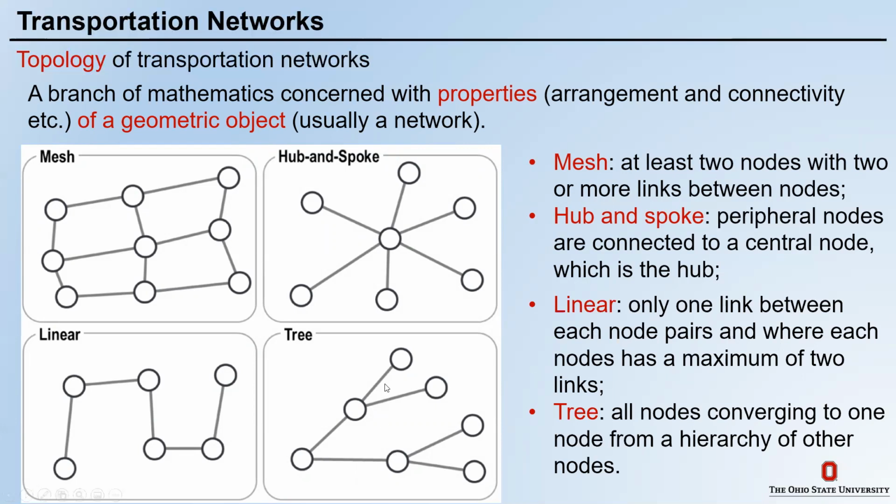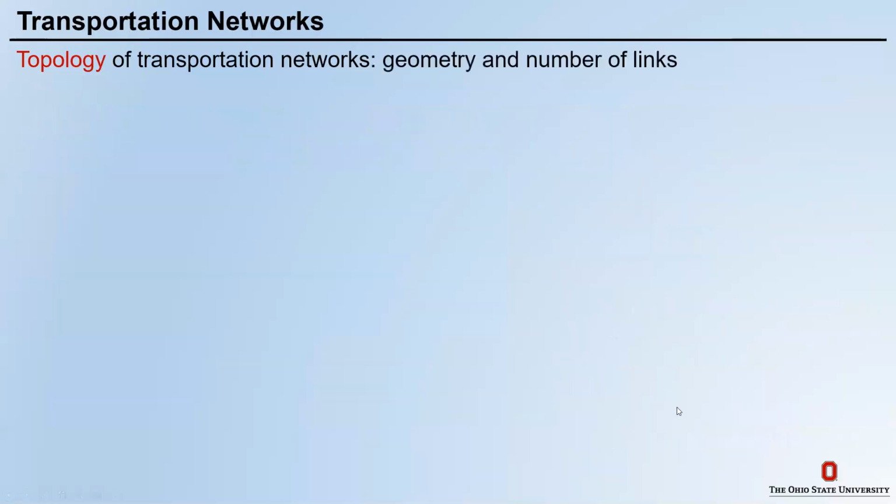And we also have this tree structure. It's just like the tree data structure from computer science. So all nodes converging to one node from a hierarchy of other nodes. So here, the most important node here is considered as the root of the tree. And this tree has branches, right? And eventually we have leaf nodes, right? This 1, 2, 3, 4, four nodes at the ends of all those branches, they are considered leaves, okay?